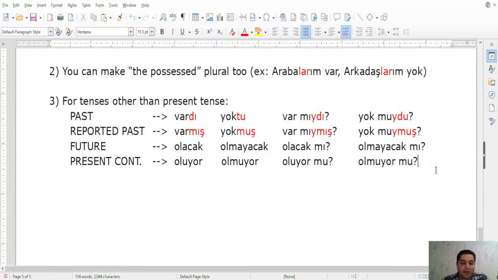And the last one is present continuous, of course. This is a very rarely used structure, but still you can use it. Hiç param olmuyor, for example. You can say hiç param olmuyor. I'm never having money. Something like that. It's not the closest meaning, but that's something you can translate as the closest, probably.